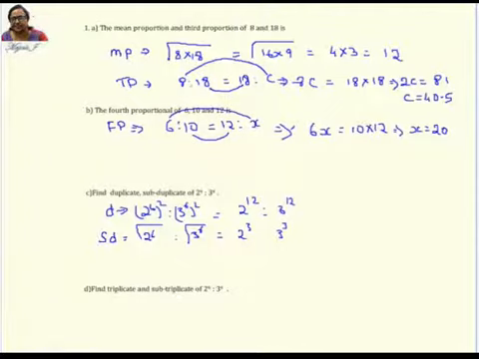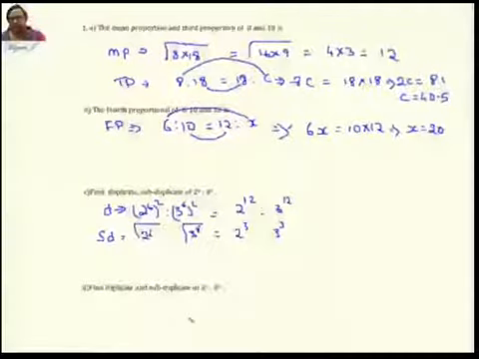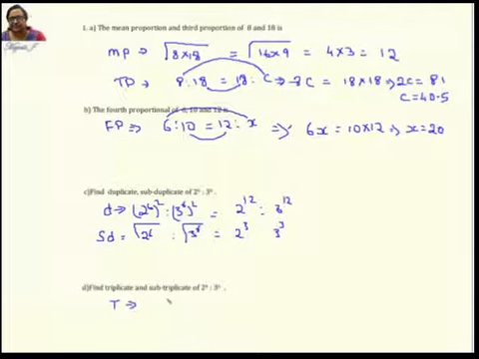Okay. Is it clear? So duplicate means you have to square it. So find the duplicate of 2 power 6. Duplicate of 2 power 6 is 2 power 6 whole to the power 3, and 3 power 6 whole to the power 3.